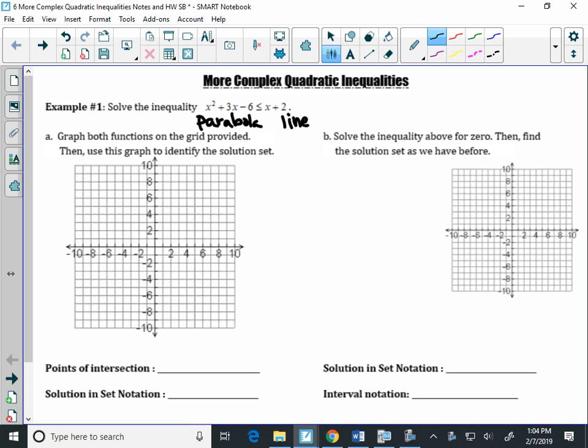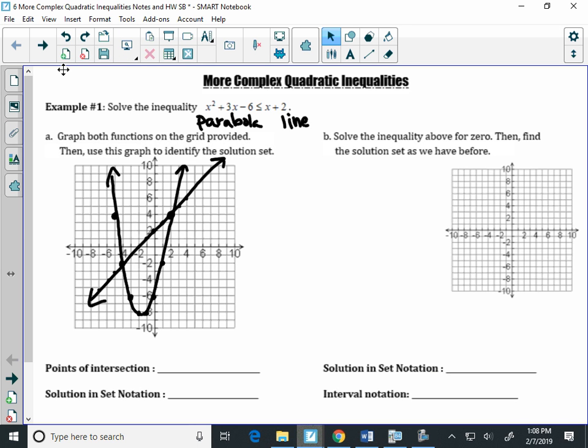So what I want you to do to start is not worry about the inequality symbol or anything like that. I want you to graph x squared plus 3x minus 6. Graph it on your calculator. So use your table, plot all the points. Graph it accurately, and then also graph x plus 2, the line, on the same axis. So that's the first thing I want you to do. I'll give you a couple minutes there.